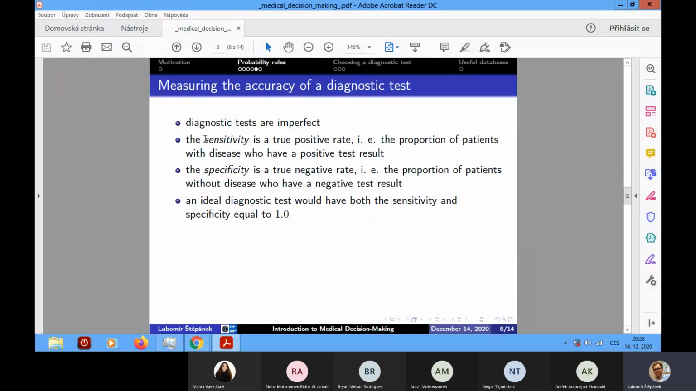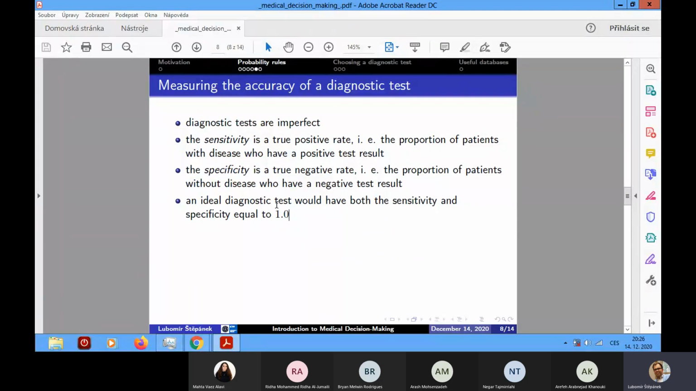So both high sensitivity and high specificity is something we would like to have in our tests, definitely. An ideal diagnostic test would have both sensitivity and specificity equal to 1. But this is only a theory. Unfortunately, this is not a real situation. There are some tests which are very accurate, and their sensitivities or specificities are pretty close to 1. For example, some molecular tests and some genetic tests are very sensitive and very specific.